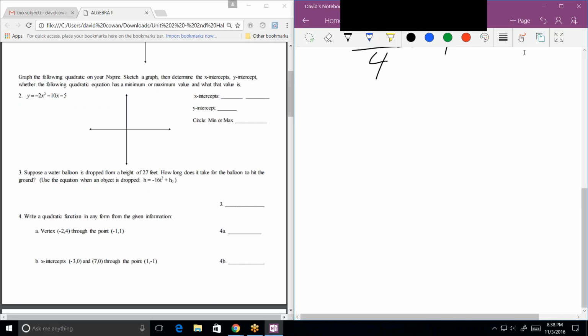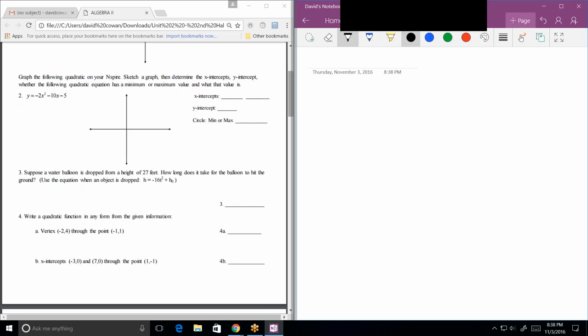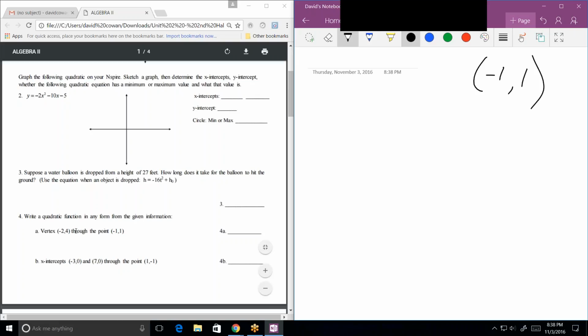Let's look at number 4. Write a quadratic in any form from the given information. It goes through the point -1, 1, and it gives us the vertex. Which form should we use? Vertex form. What's the vertex form?